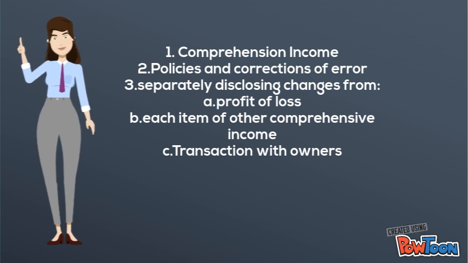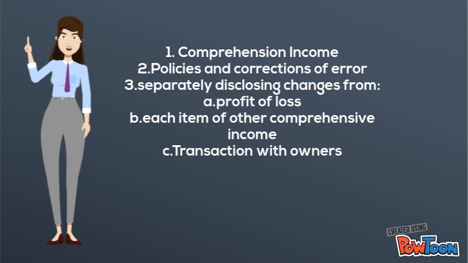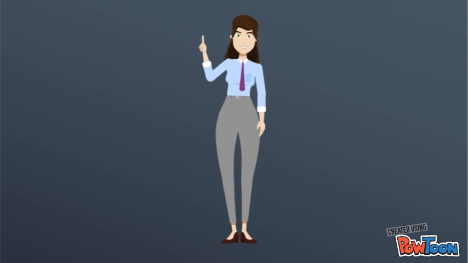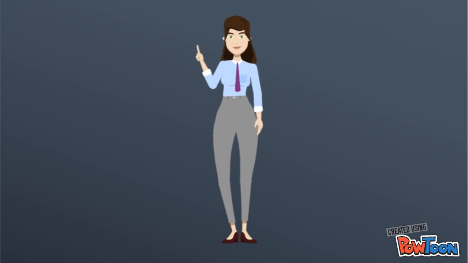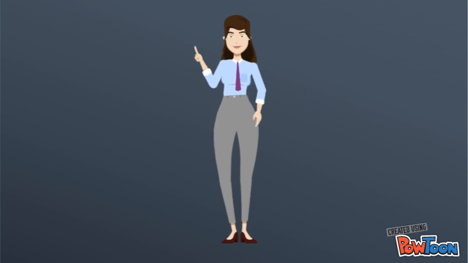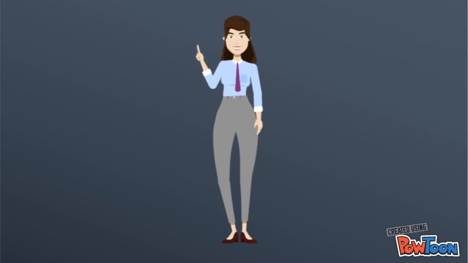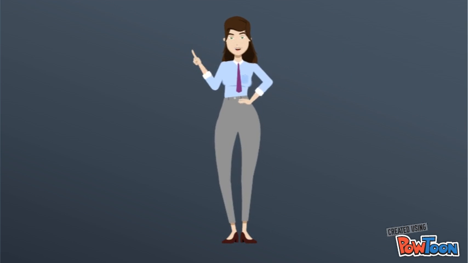Third, for each component of equity, reconciliations between the carrying amount at the beginning and the end of the period, separately disclosing changes from the following: the profit or loss, each item of other comprehensive income, and transactions with owners in their capacity as owners, showing separately contributions by and distributions to owners. Oh, I see. I'm starting to get what the statement of changes in equity is all about.